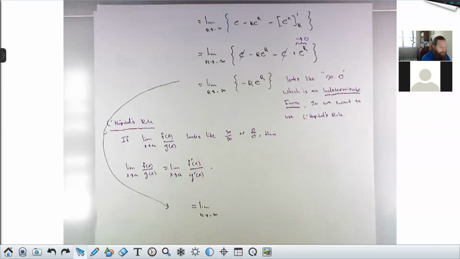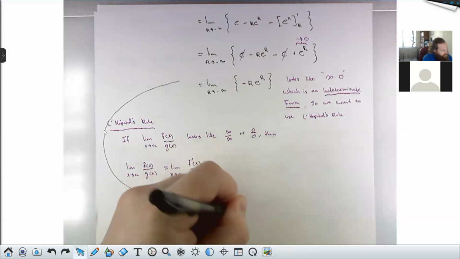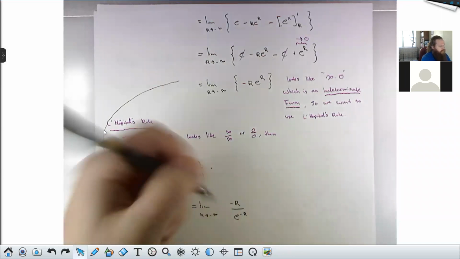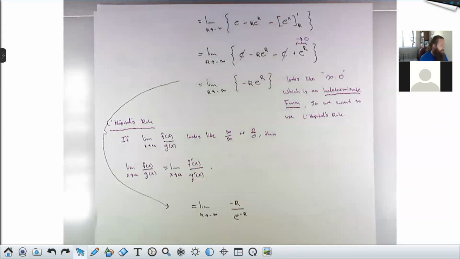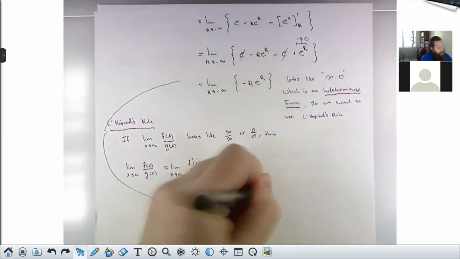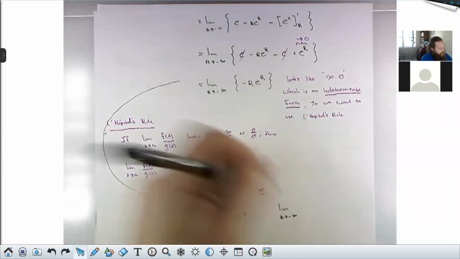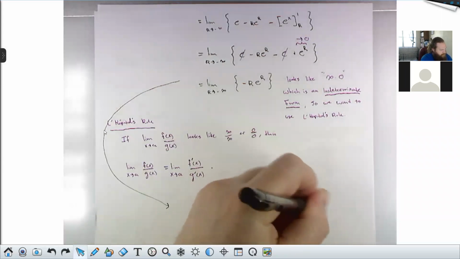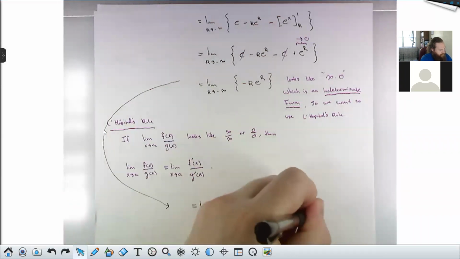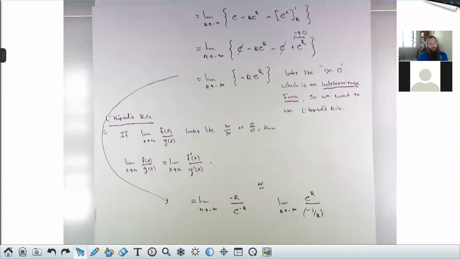I've got two choices. I can either leave the negative r upstairs and shove e to the r downstairs as e to the negative r. This will give me an infinity over infinity. Or we could write it as the limit as r goes to negative infinity, leave the e to the r upstairs and shove negative r downstairs as negative 1 over r. Now, I know which one I would rather deal with.